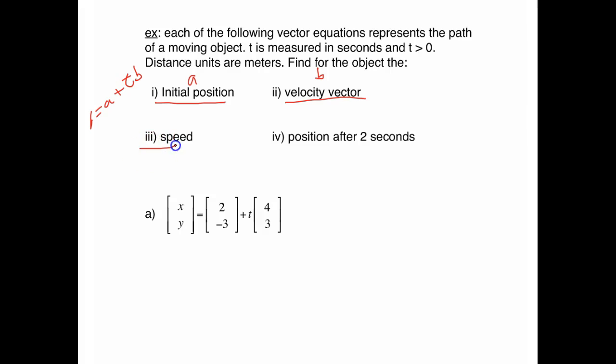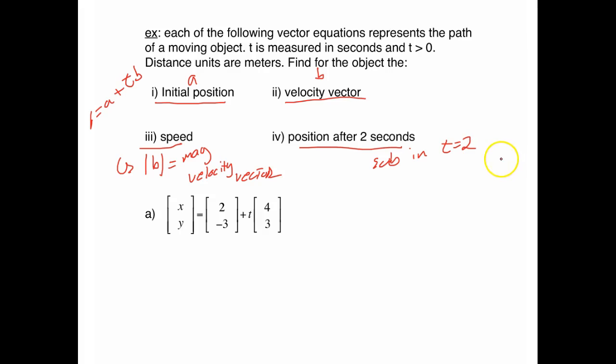Speed we haven't talked about yet. Speed is the magnitude of your velocity vector. So very simple. And then find position after 2 seconds. Well, all you do there is plug in 2 for T. That's kind of the gist.